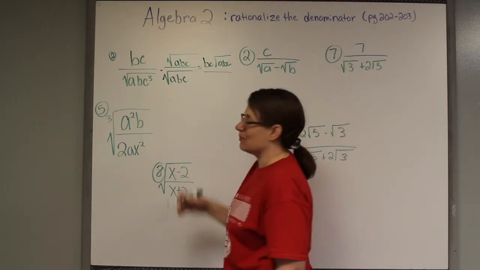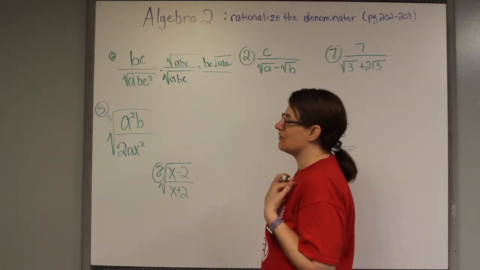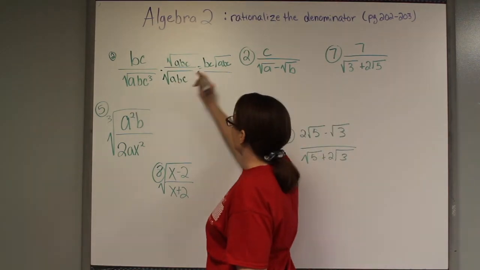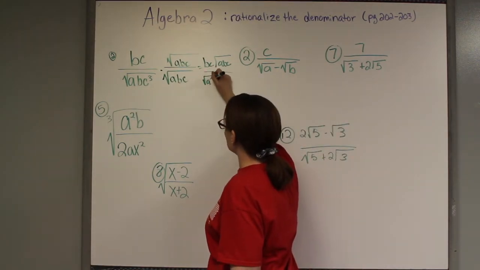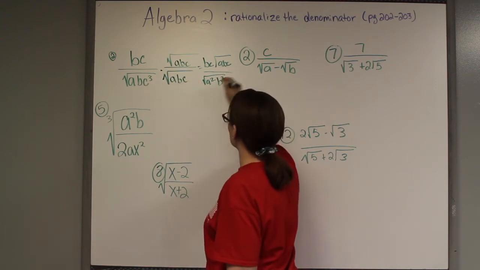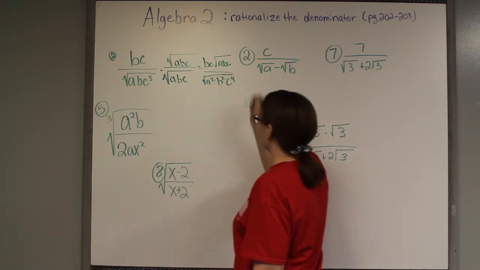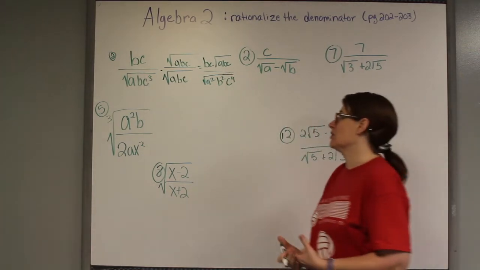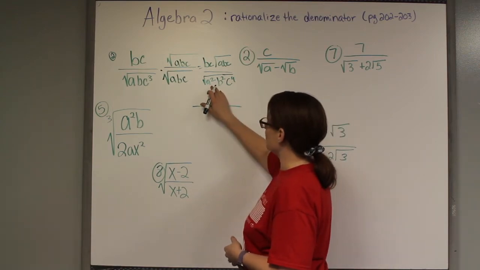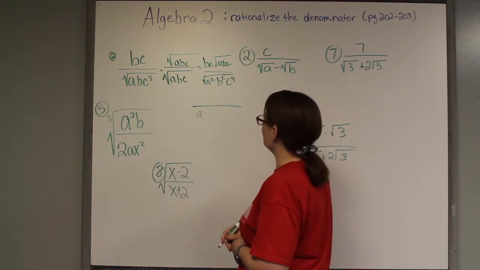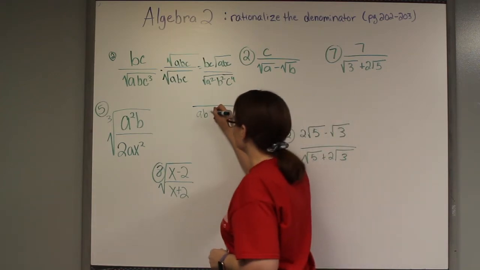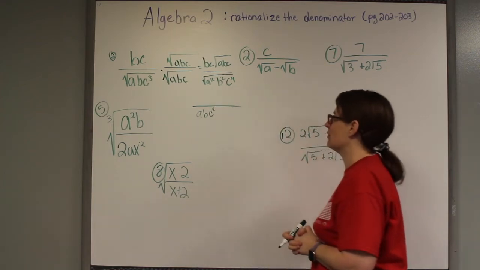On the bottom, and I'm breaking this down in steps, if it was me I would skip this step, but I want to break them down for you. I would do a times a, which gives me a squared. B times b gives me b squared. C cubed and c to the first gives me c to the 4th. Okay, now it's time to reduce. On the bottom here, the square root of a squared is an a. Square root of b squared is a b. Square root of c to the 4th is c squared. Remember, you're just dividing by that root on the outside.